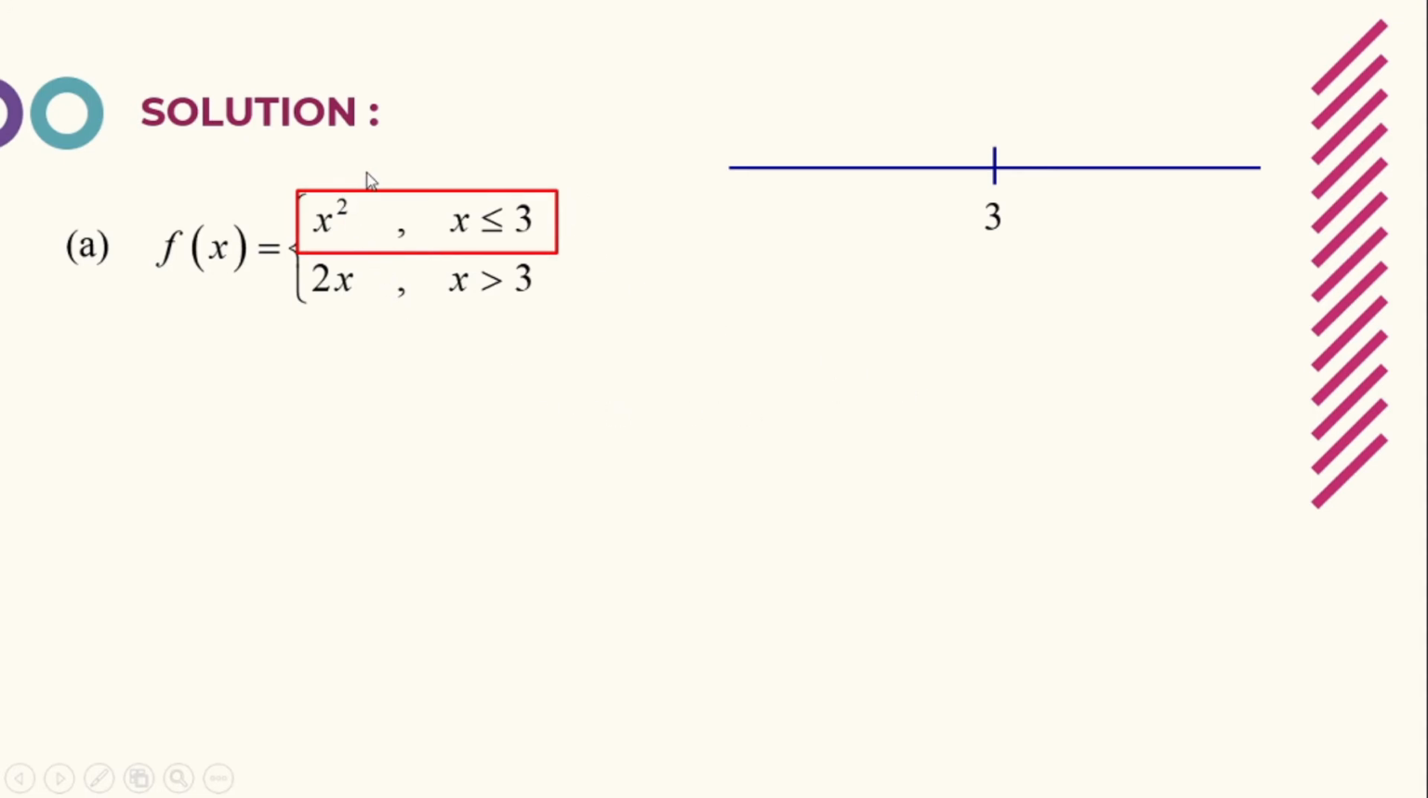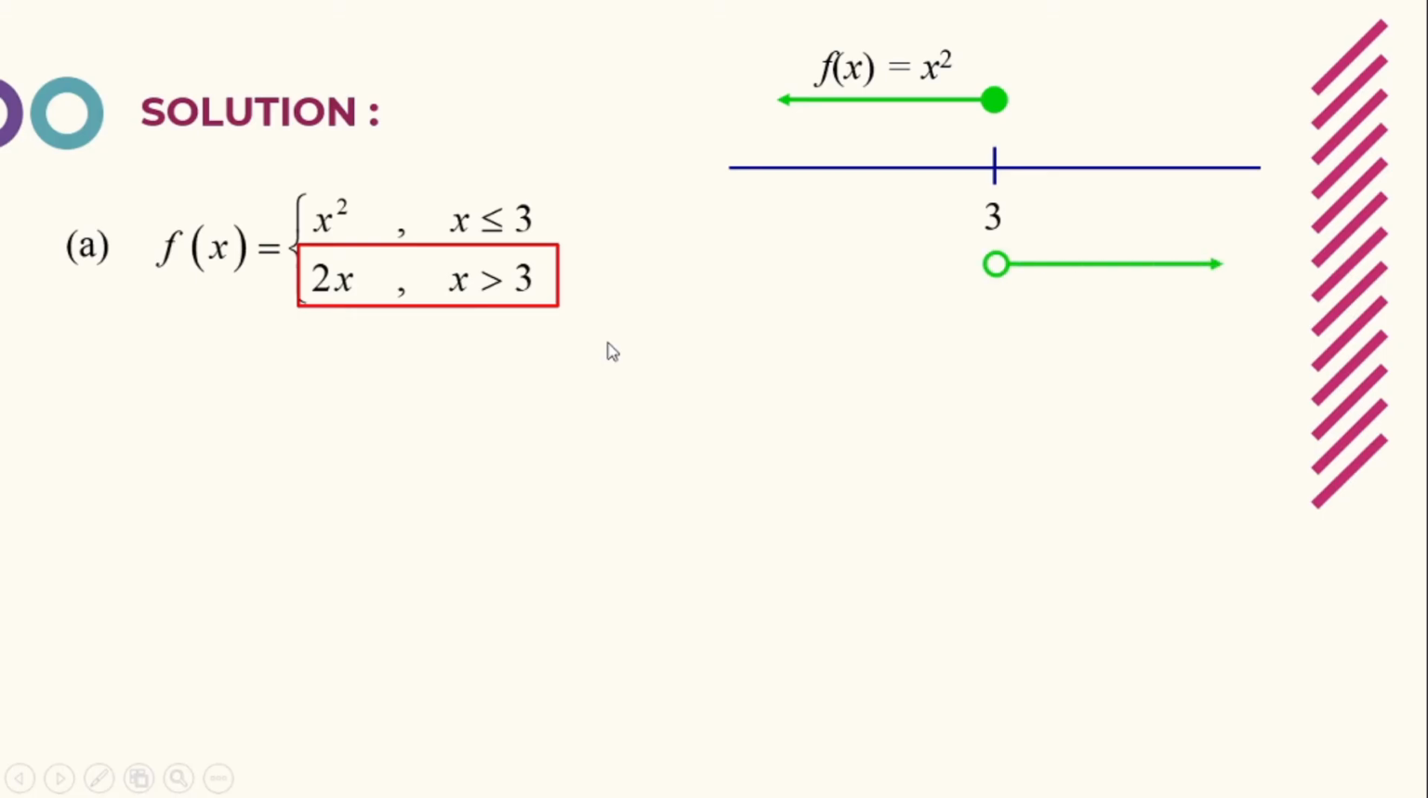Since f(x) equals x squared is defined when x is less than or equal to 3, we draw an arrow line showing that x is less than or equal to 3. This circle is a dense circle because our inequality has equal, and we put f(x) equals x squared. Then we draw an arrow line for the second function, showing x greater than 3, and this circle is an empty circle because our inequality has no equal, and we put f(x) equals 2x.